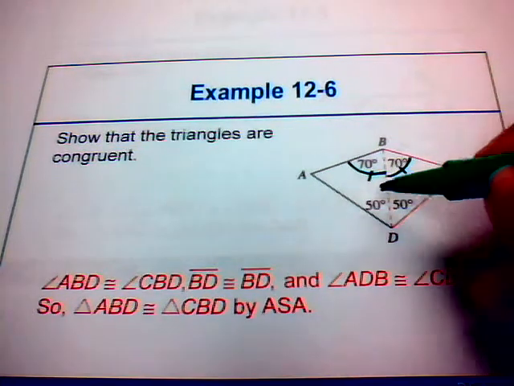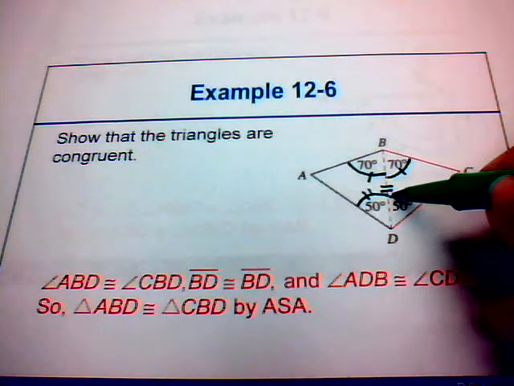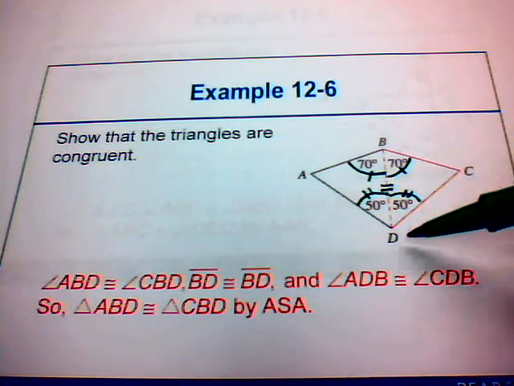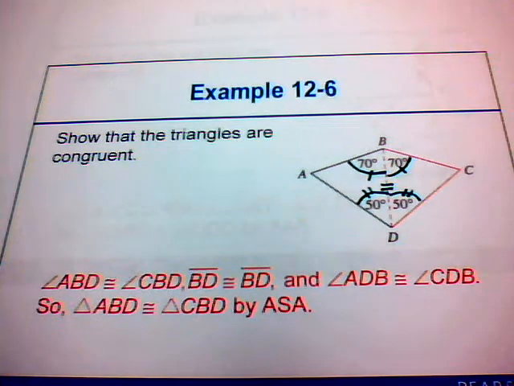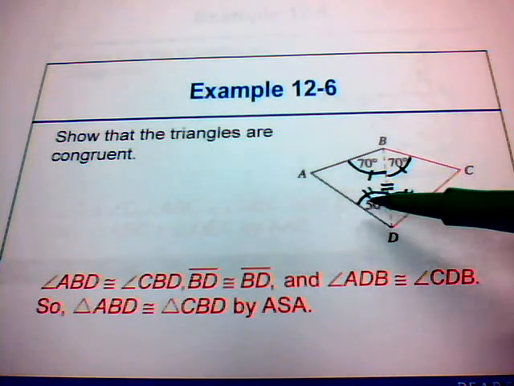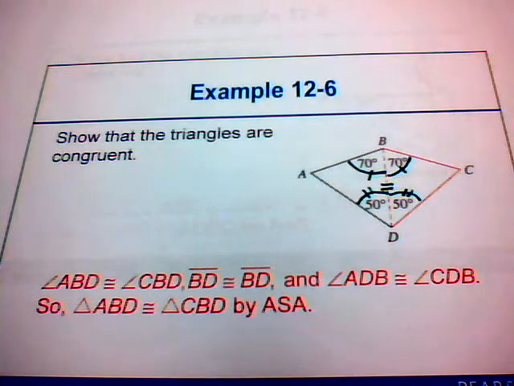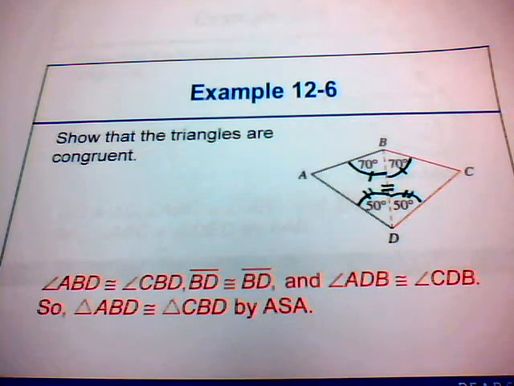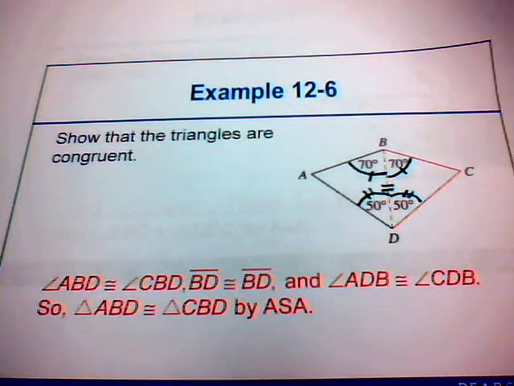And then I have another pair of angles that are equal to each other. This one. So if I'm going to say angle ADB, I must say angle CDB. They both have a measure of 50 degrees, so angle ADB is congruent to angle CDB. Well, the angle, included side, and the angle side angle property tells me that I can say triangle ABD is congruent to triangle CBD. So this is how we use the angle side angle property to show that a pair of triangles are congruent.